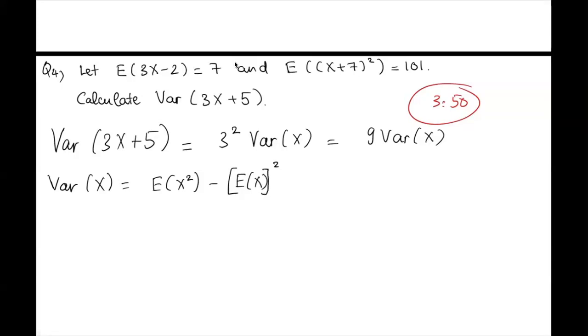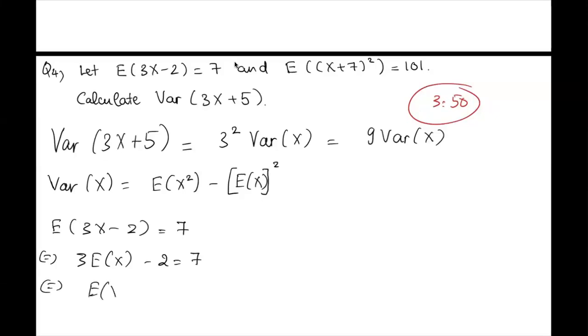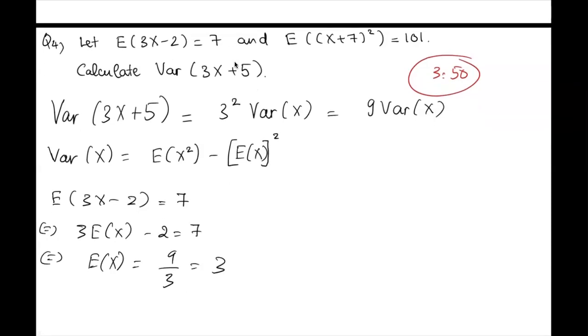From the first information, we can find expected value of x from here because the left-hand side is equal to 3 times expected value of x minus 2. So expected value of x would be 9/3, which is 3.